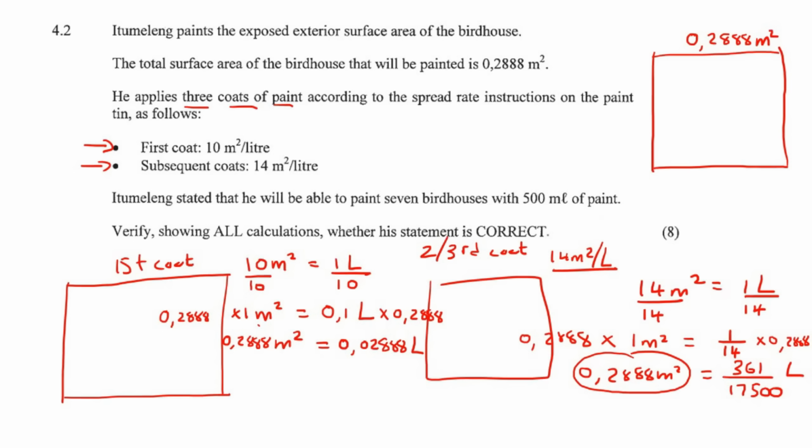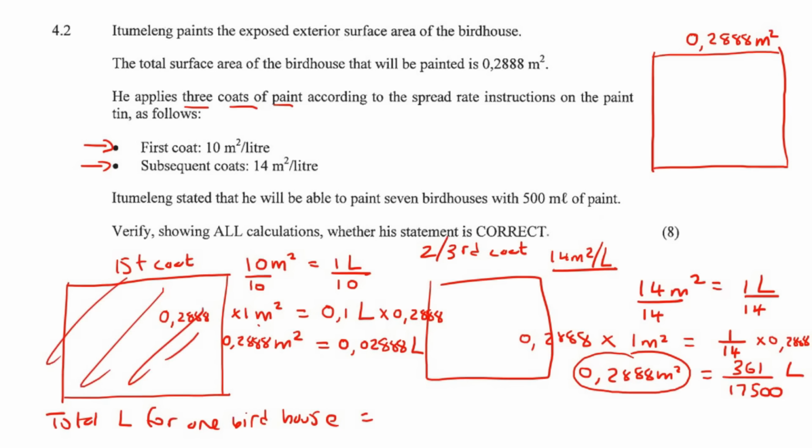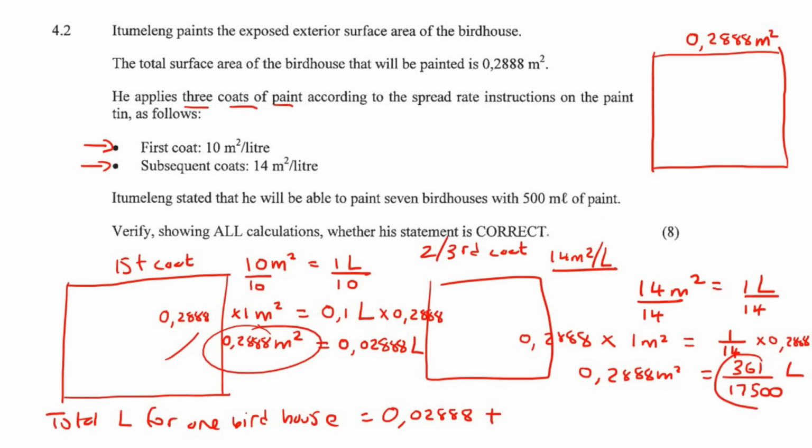But remember, you're going to paint this one twice, because you're going to do a second and a third coat. So how many liters are we going to have to use? The total liters for one birdhouse is going to be the first coat, where you paint 0.2888 meters squared, and you're going to use that many liters of paint. So 0.02888 plus. Now, when you paint the second coat, you're going to use that many liters of paint.